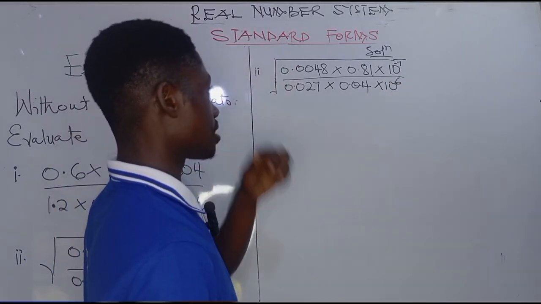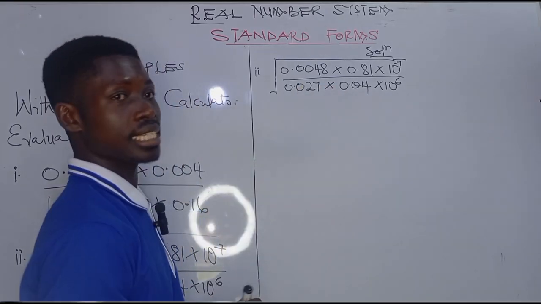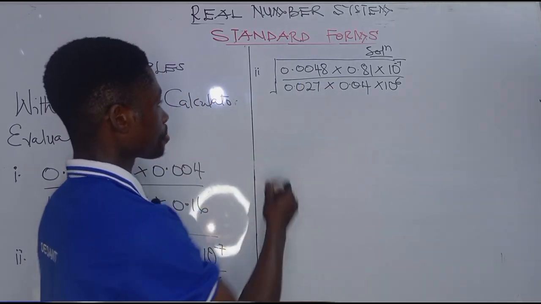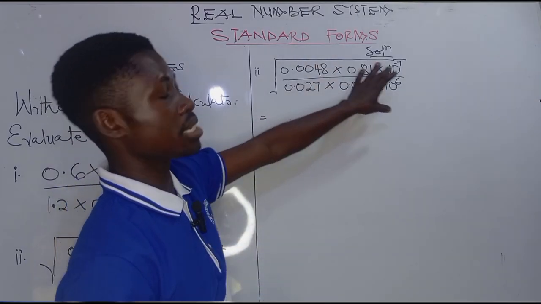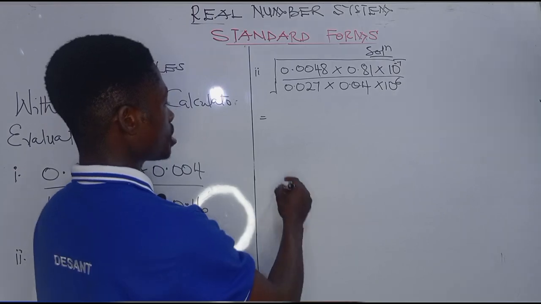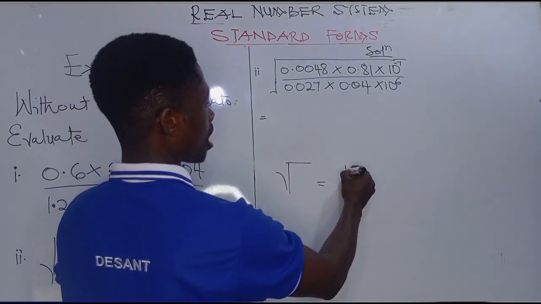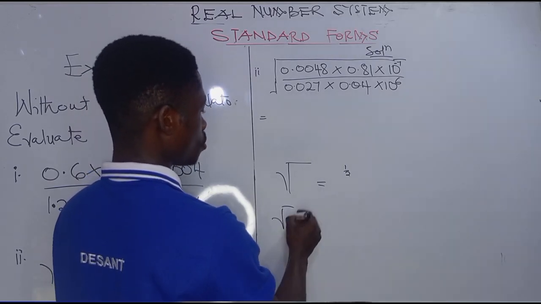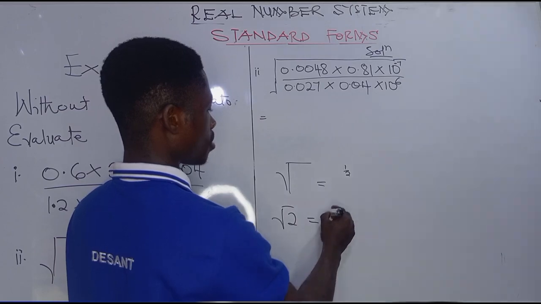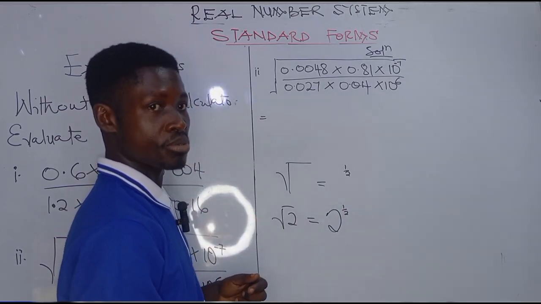So we have a second example. We have to simplify this without using the calculator. Good. So in doing so, we know that we have the root of these numbers. And we know that the root sign is the same as the power of half in indices. So if you have the root of 2, it is the same as 2 raised to the power half. I believe you remember that.